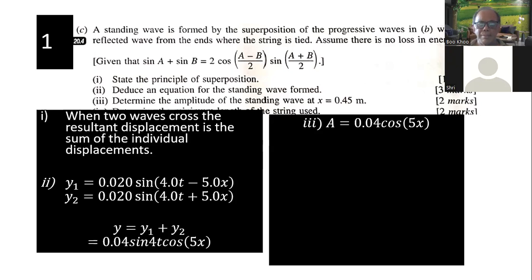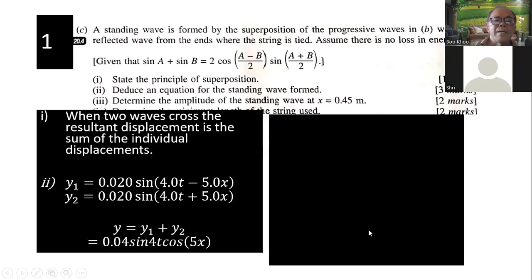I want to ask you, when you add Y1 and Y2, this is your A, this is your B. What I want to understand is why when you add sine plus sine, you get cos. That's what I don't get. Say again. Okay. Now I understand. I get it.